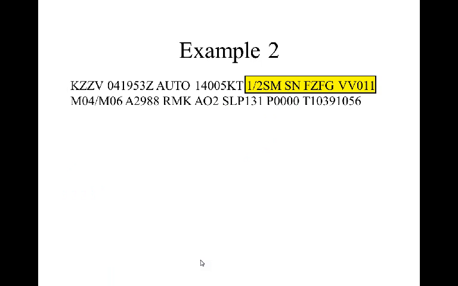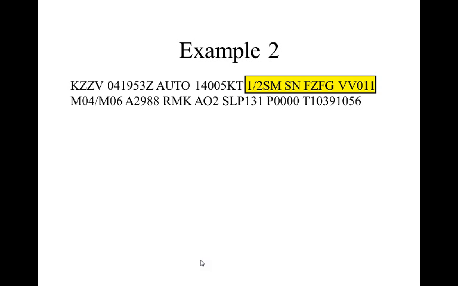In our second example from KZZV, which is in eastern Ohio, on the 4th day of the month at 19:53 Zulu, this is once again an automated observation. The winds are 140, or out of the southeast, at 5 knots. We see that our visibility is 1/2 statute mile, and it's snow and freezing fog that is reducing our visibility down from unrestricted. Our clouds are being measured as vertical visibility at 1,100 feet. The temperature in this case is -4 Celsius with a dew point of -4 and an altimeter of 29.88.